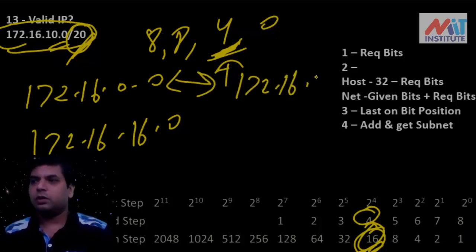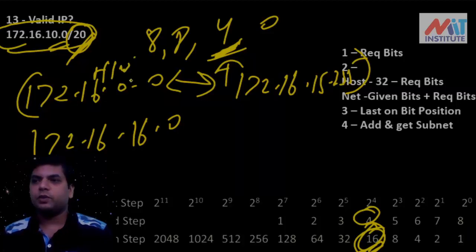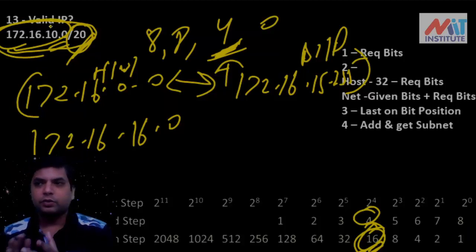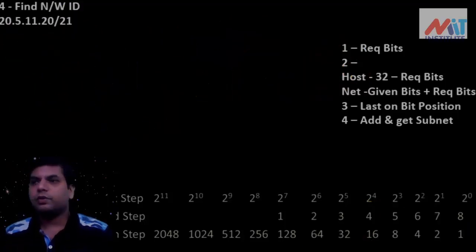172.16.15.255. Okay, 10.0 is between this network ID and this broadcast ID. So we can say that 10.0 is absolutely a valid IP. We can use this IP anywhere. Now we need to find the network ID of this IP.